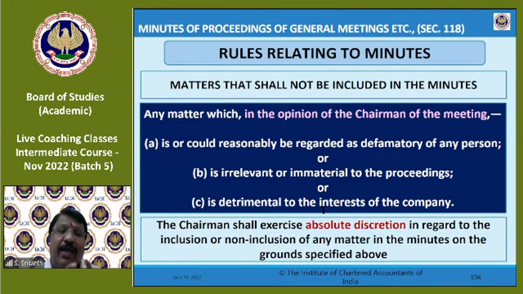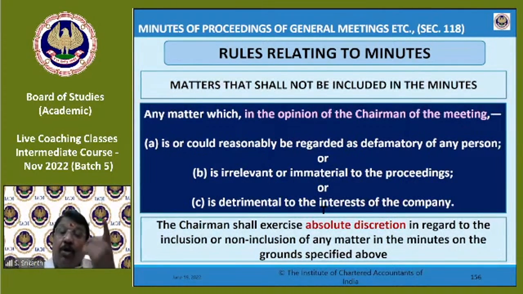The chairman shall exercise absolute discretion in regard to the inclusion or non-inclusion of any matter in the minutes on the grounds specified above. Absolute discretion means he decides finally whether it goes or not. He has the power. Nobody else can say what should go, what should not go.